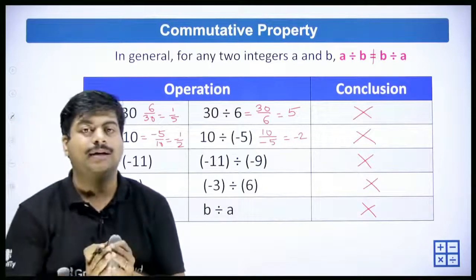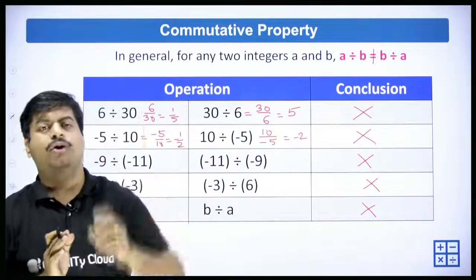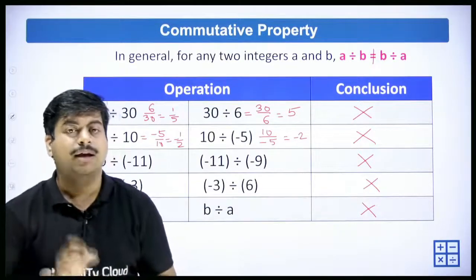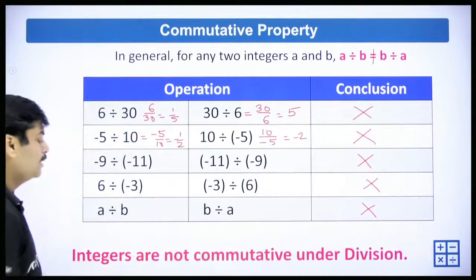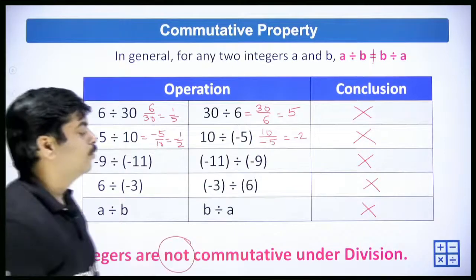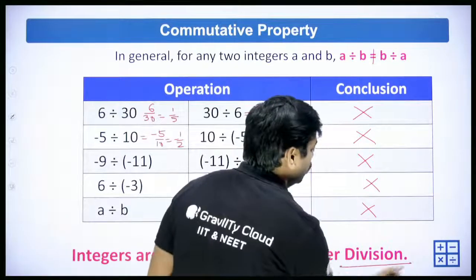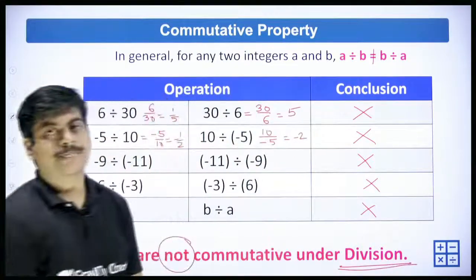So what I can say here, again in the division only we got this difference. Okay, division is very confusing always in properties. So integers are not commutative under division, right?